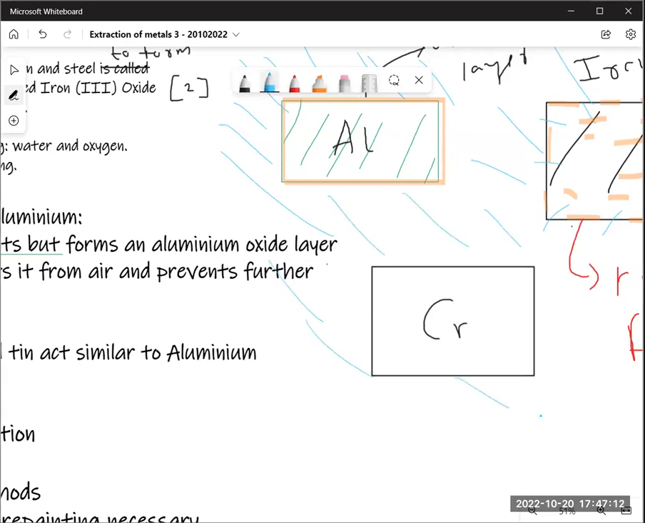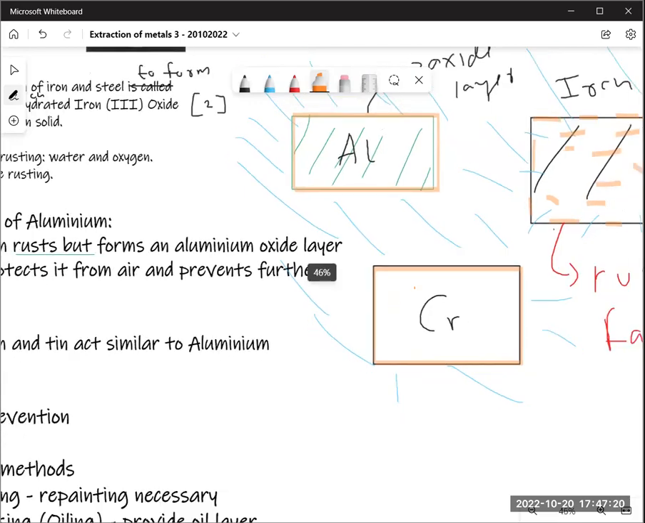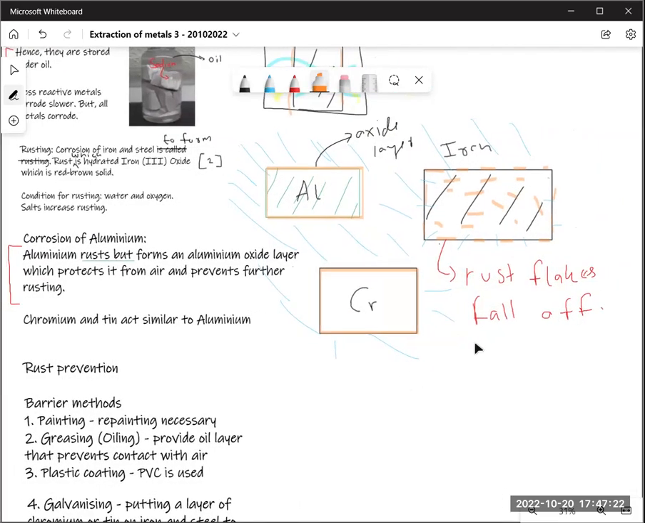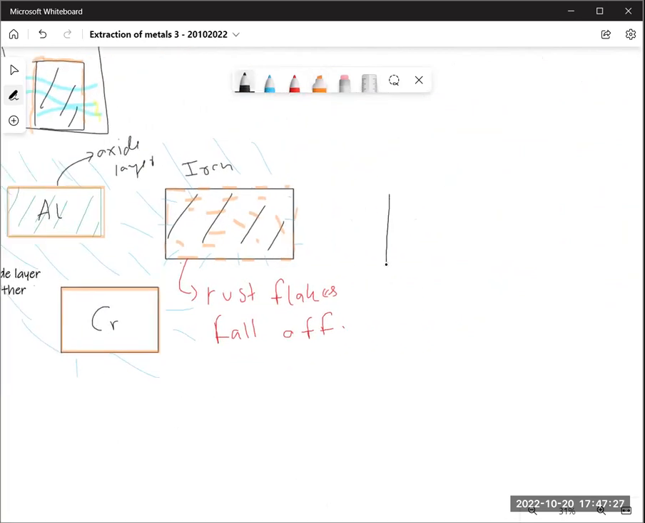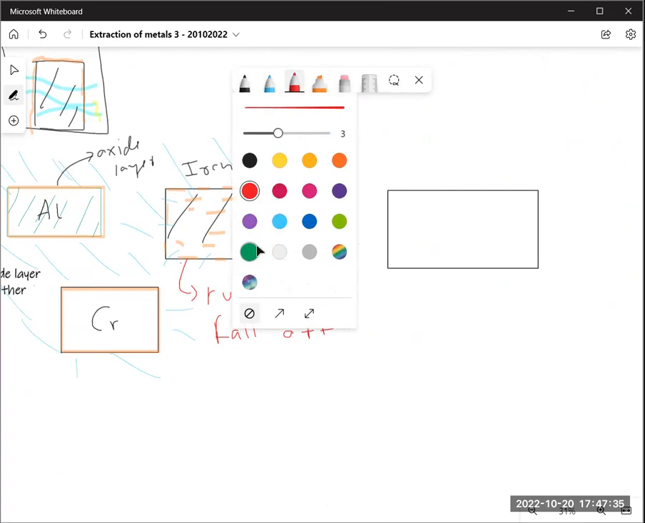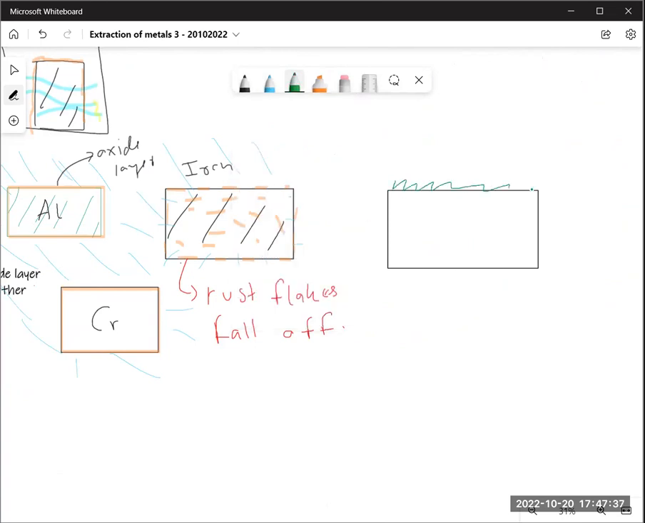If I put some air on it from all sides, it will form a layer and then it will not rust anymore because that solid layer will stay there, unlike iron, which falls off. So can I do something quite intelligent? Can I put some aluminium on top of iron? Okay, let's see. Like this. Now what will happen?